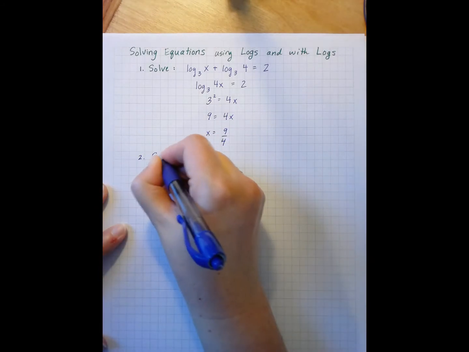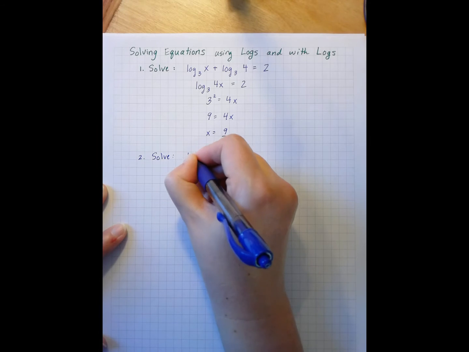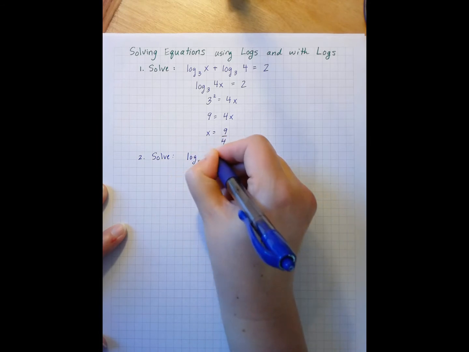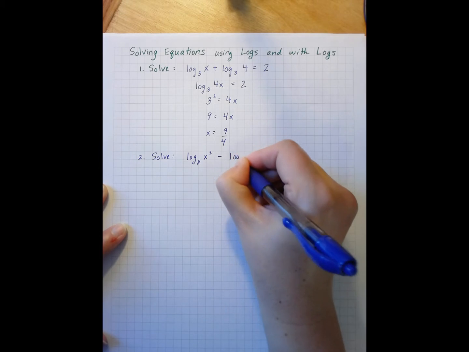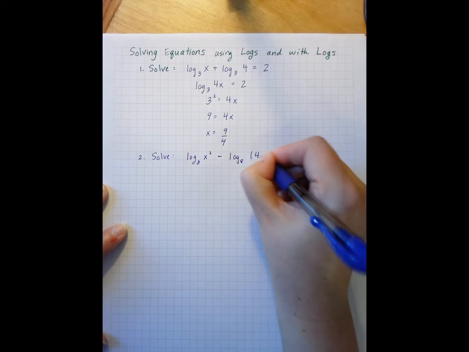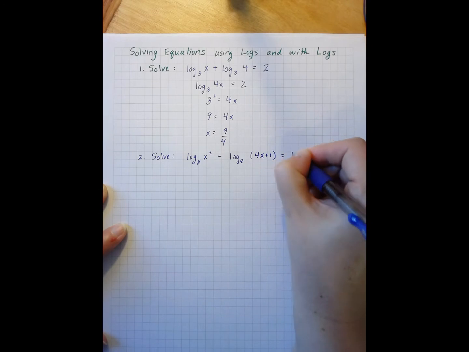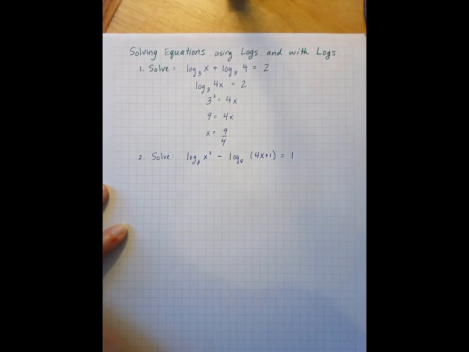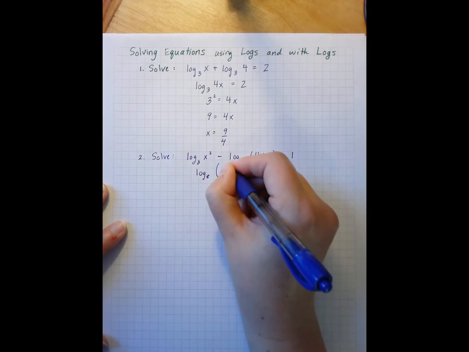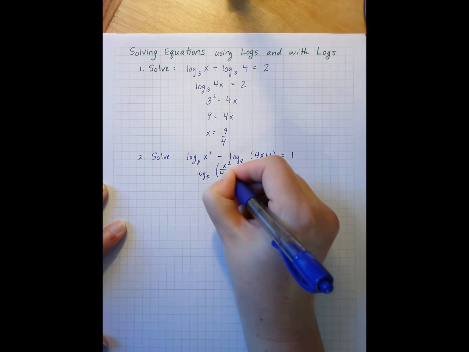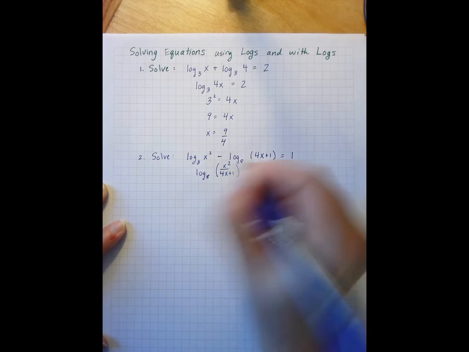Second example, solve log base 8 of x squared minus log base 8 of 4x plus 1 equals 1. Again, I'm going to want to rewrite this so that everything is written as 1 log. So I have log base 8 of x squared over 4x plus 1 equals 1.